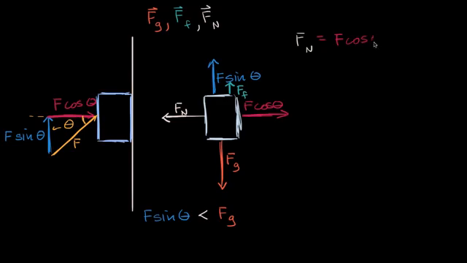F cosine theta. And we could also say that F sine theta plus the magnitude of the force of friction, that these would completely counteract the magnitude of the force of gravity because it's going in the opposite direction. So these would be equal to F sub g. And so once you set up equations like this, if you know all but one of these variables, you can figure out the other ones, which is very useful in physics.